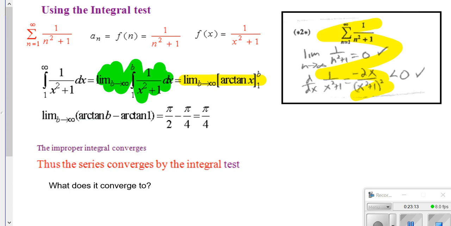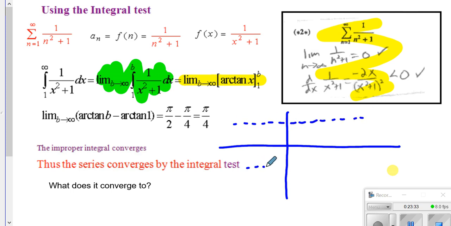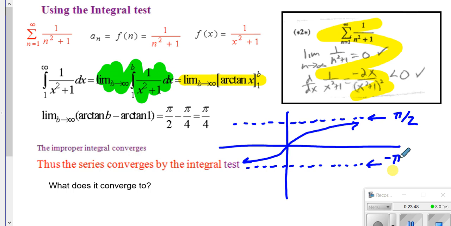Remember what arctangent graphs like. This is a classic thing. Sometimes the pen changing doesn't pick up as fast as I want it to. Arctan has the horizontal asymptotes that correspond to the vertical asymptotes on the tangent function. So arctan looks like this, which means that this asymptote is at pi over 2, and this asymptote is at negative pi over 2.